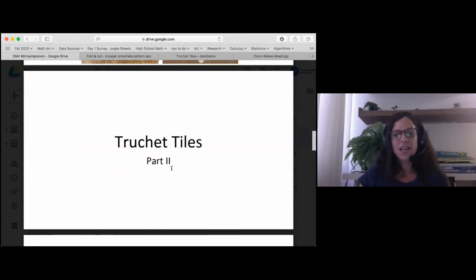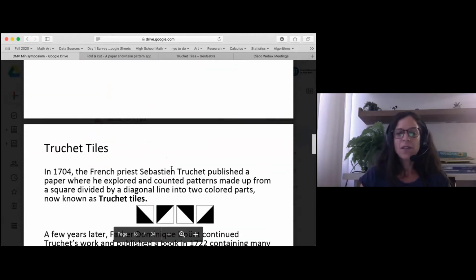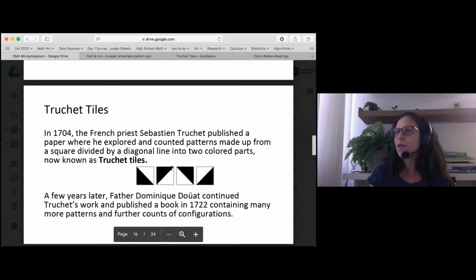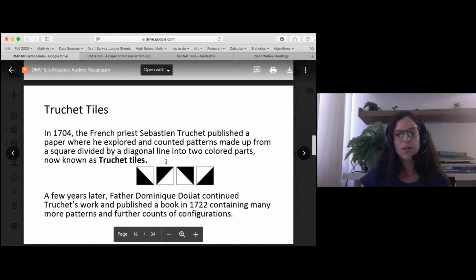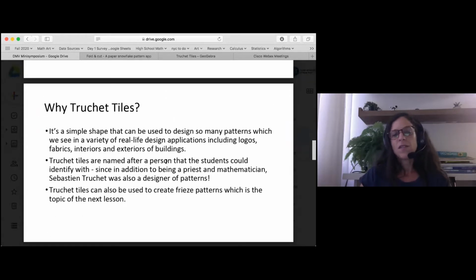was on Truchet tiles. And there's some background. Many of you are probably already familiar with Truchet tiles, so I won't go into it, but you can read about it. And to understand why I chose Truchet tiles, they can be used for rosettes, but also to segue into frieze groups, which would be the next lesson. Also, Truchet is named after a person, and I always think that it's helpful to connect with an individual. So in addition to being a priest and a mathematician, he's also a designer, which I think my students would appreciate.